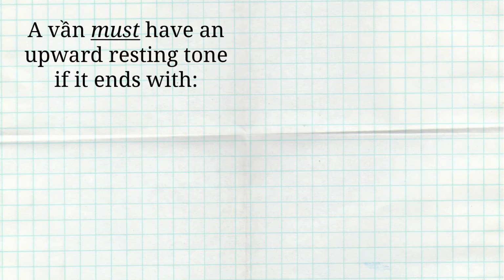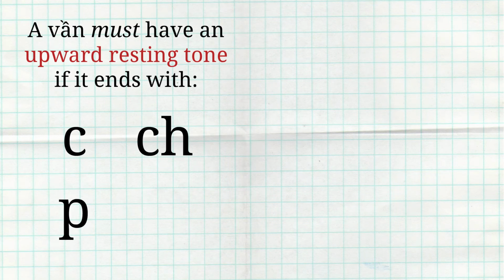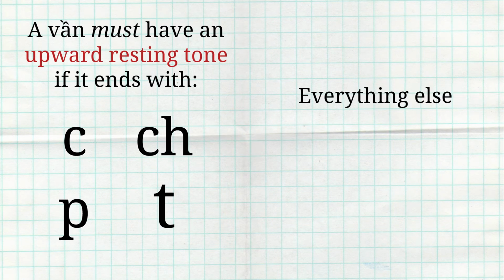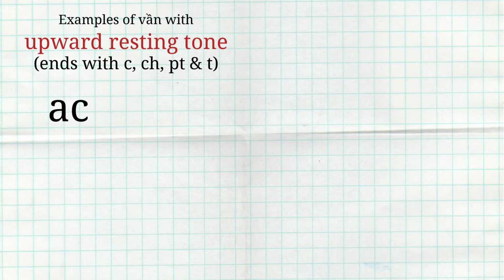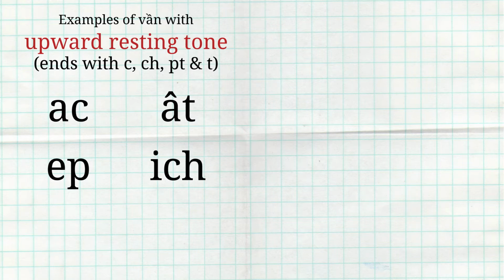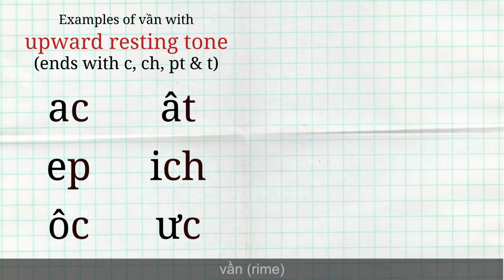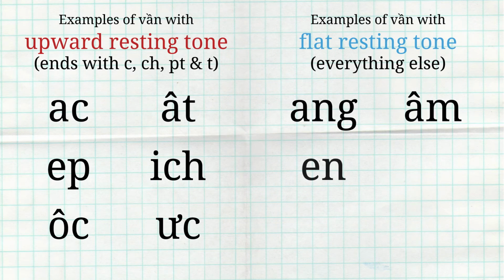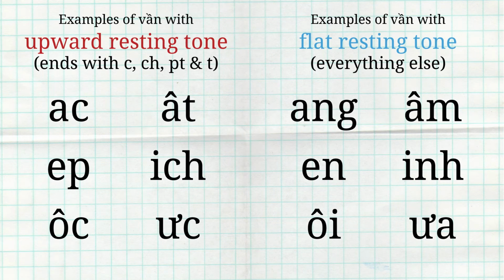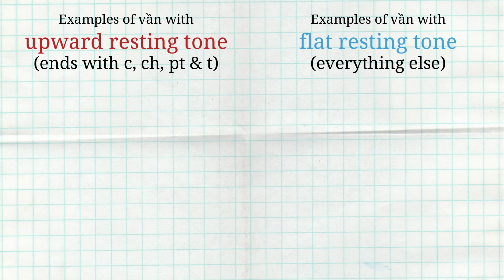The rule is that a vang must have an upwards resting tone if it ends with a go, jo, po, or do. Otherwise, everything else has a flat resting tone. Let's go through some more examples of each. Vang with upward resting tone. Ác, ất, ép, ik, op, ức. Notice the ending letters. Vang with flat resting tone. An, an, in, oi, ưa.